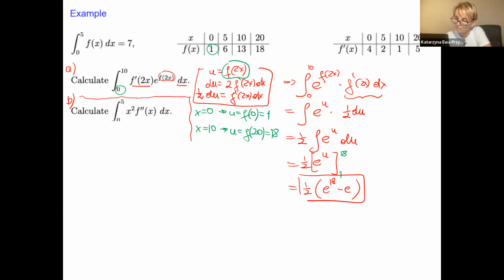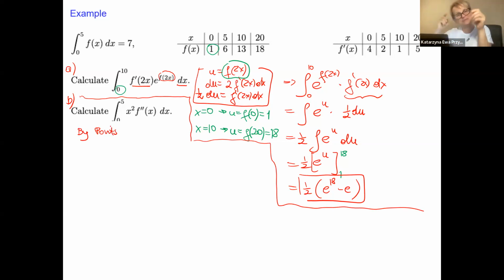How can we approach part B? X squared times the second derivative. What do you think? Integration by parts, yes. I always want my students to be faster than me. I'm too slow. Thank you.